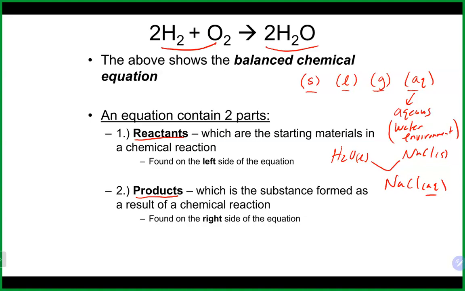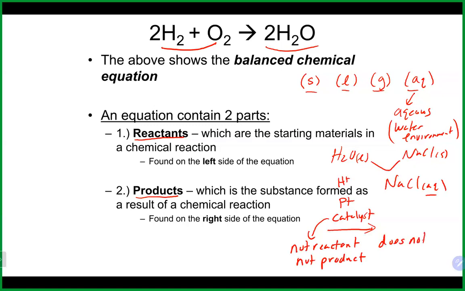Other things that we sometimes will see is, on top of the arrow, a catalyst is sometimes written. So that could be like a metal written up there, like platinum. It could be something like H+, which is an acid catalyst. And a catalyst is not a reactant. It is not a product. And it does not get used up in the reaction. A catalyst is usually there to speed up the chemical reaction.